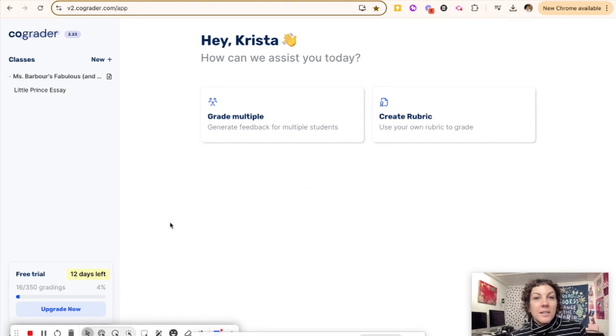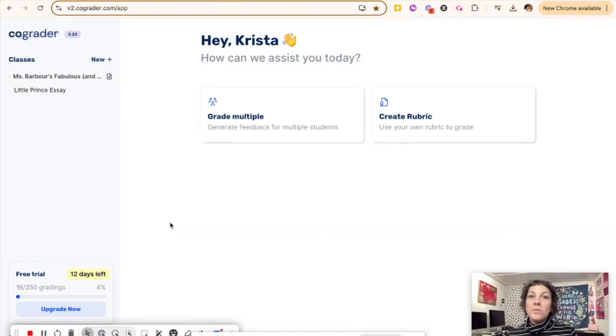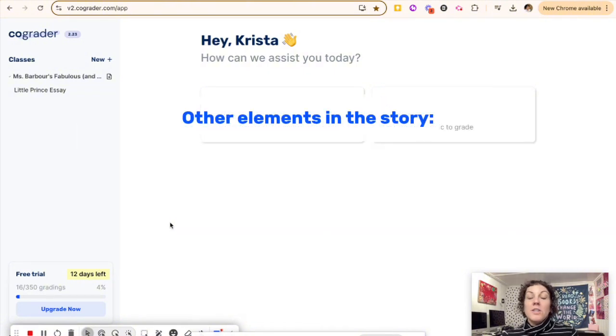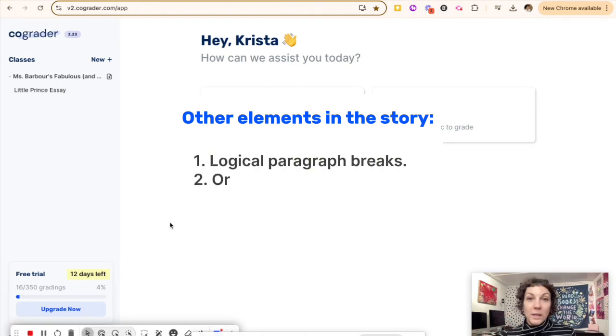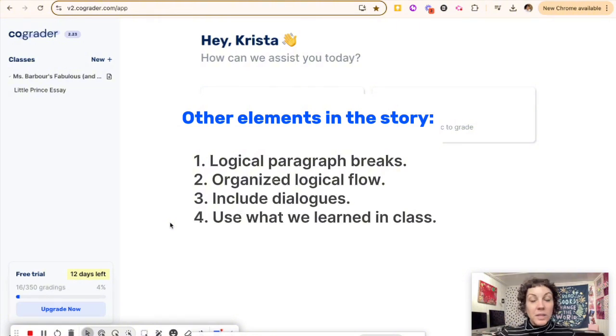The assignment is to write a short story that includes a lot of suspense. However, they also need to include a few other elements in that story. They need to make sure they have logical organization with paragraph breaks. They need to have it well organized with a logical flow. They need to include some dialogue, so have their characters say a few words, and they also need to show that they are building suspense or adding tension to their writing based on the lessons that we have done in class.